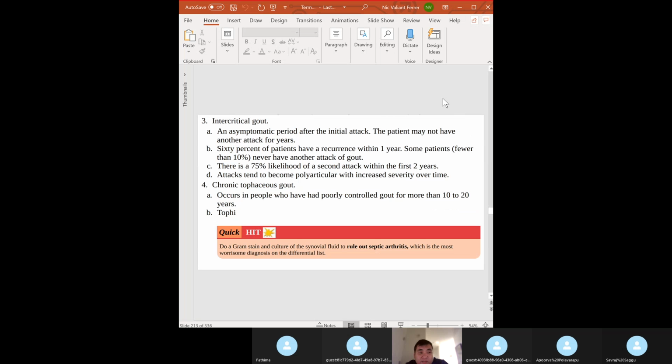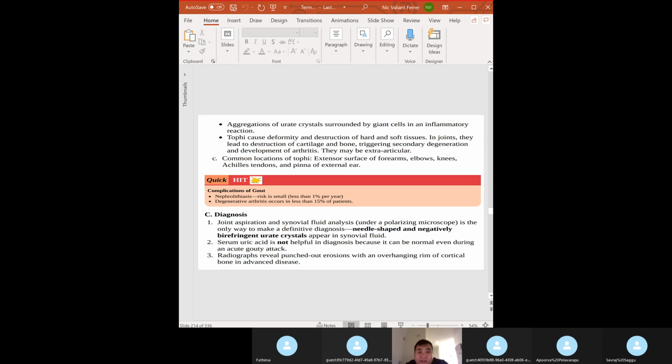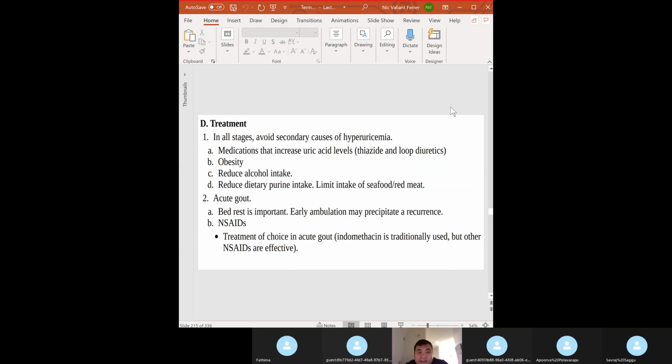What are the complications of gout? Nephrolithiasis, although the risk is small, and degenerative arthritis. If you aspirate the joint, what can we see? High yield: needle-shaped and negatively birefringent urate crystals. The uric acid is not helpful in diagnosis because it is normal even during an acute gout attack.